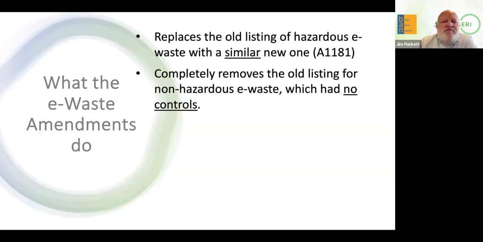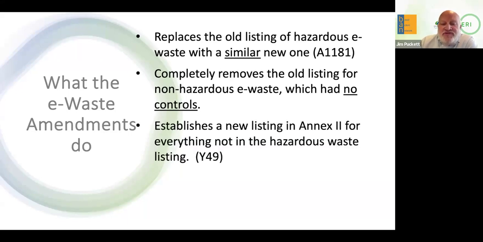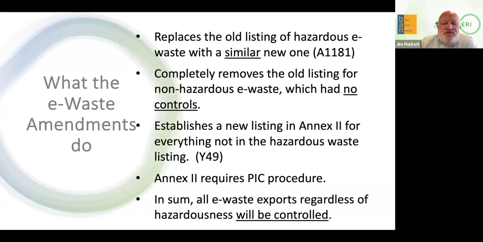They're going to completely remove the old listing for non-hazardous e-waste, which had no controls before. That's gone. So everything is going to be controlled. You don't have an option of having any controls except for one avenue, which we'll discuss. And it is establishing a new Annex 2 listing Y49. And of course, Annex 2 requires the PIC procedure. So everything will be controlled, not necessarily banned, depending on where you are in the world, but it will be controlled at least by the PIC procedure. So in sum, all e-waste exports, regardless of hazardousness, will be controlled.